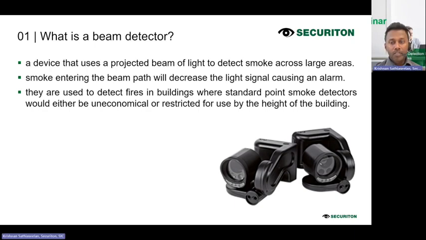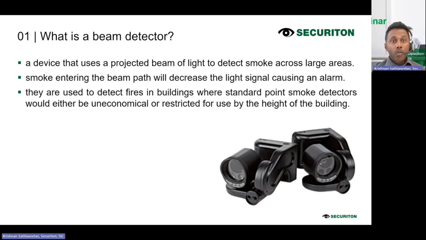They are used to detect fire in buildings where standard point type detectors or smoke detectors would either be uneconomical or fail to do the job, or in other words, be restricted by the height of the building and other various issues in the building. Optical beam smoke detectors are often installed in warehouses as a cost-effective means of protecting large or open spaces.